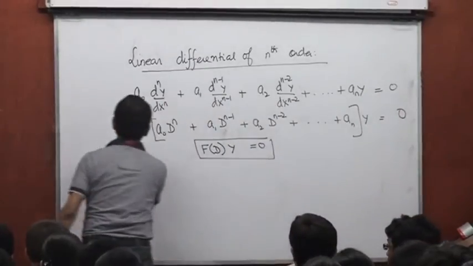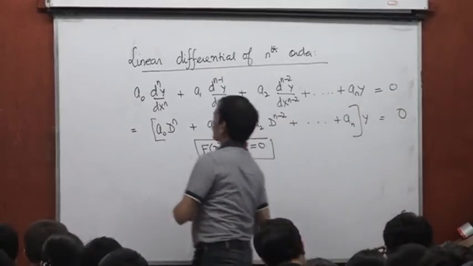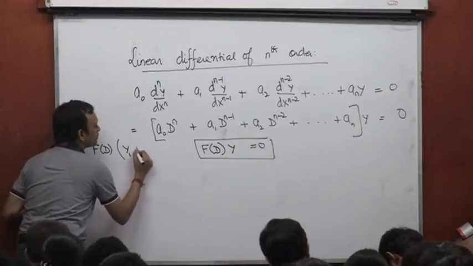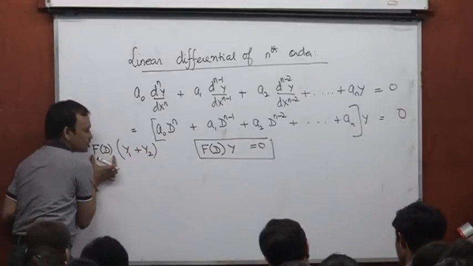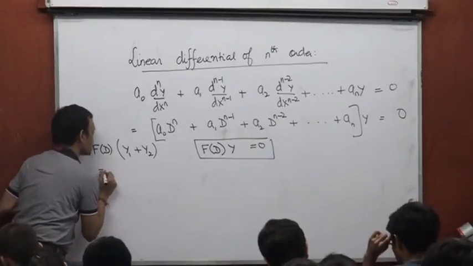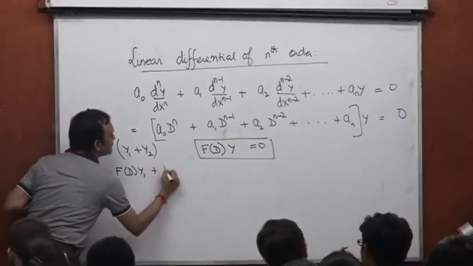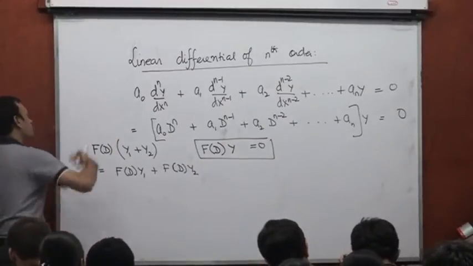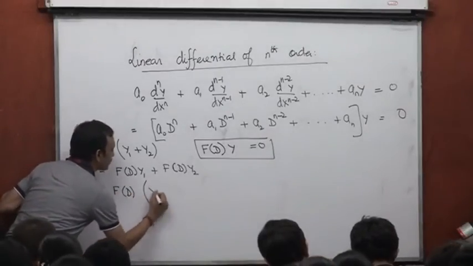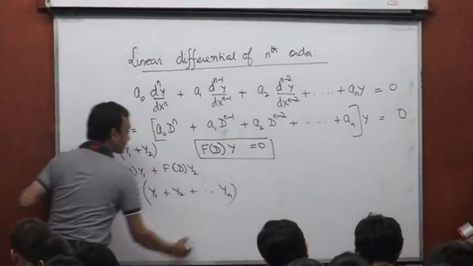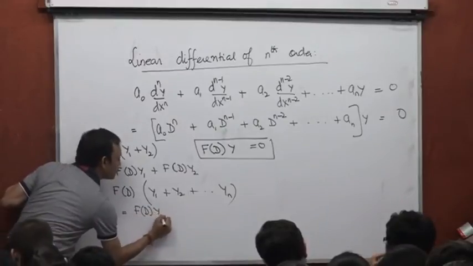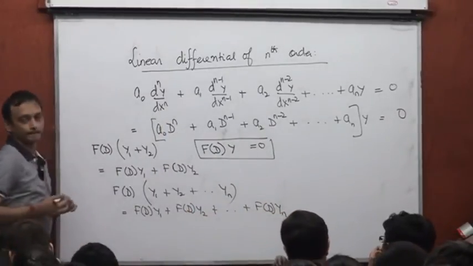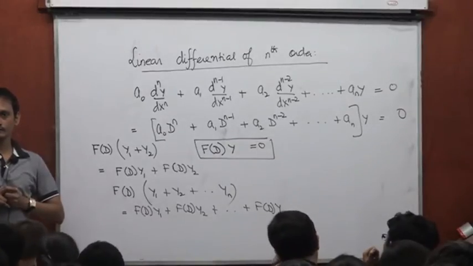Also, F(D) acting on y1 plus y2, where y1 and y2 are two other functions on which this operator function is acting, would be F(D) acting on y1 plus F(D) acting on y2. And not just y1, y2, any number of functions. If I had F(D) acting on y1 plus y2 plus yn, then that's going to be F(D) acting on y1 plus F(D) acting on y2 plus F(D) acting on yn, right?